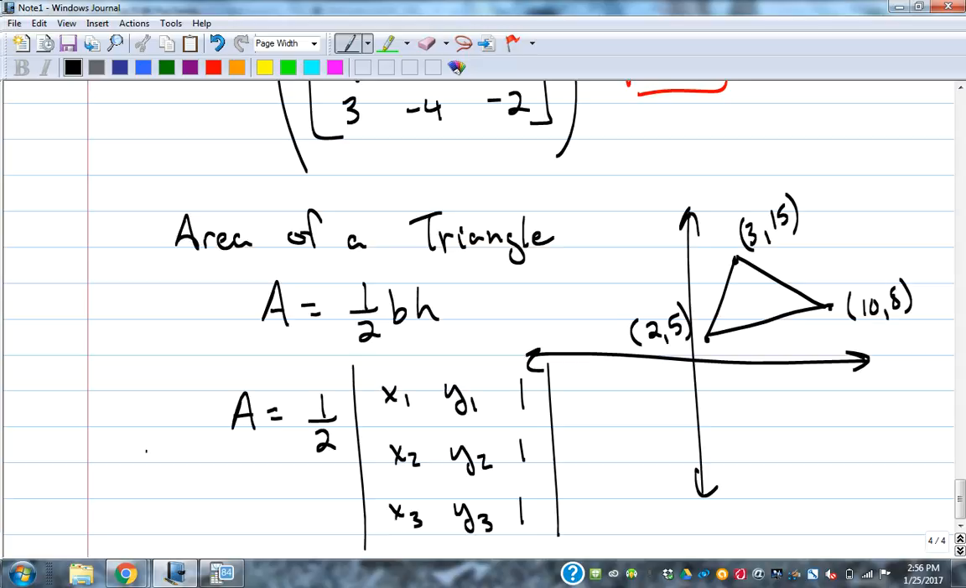It doesn't matter what order you put the ordered pairs in, as long as you keep each pair together. 3, 15, 2, 5, 10, 8, or if you wanted to start with 10, 8 and then go to the next. It doesn't matter what order you put them in.